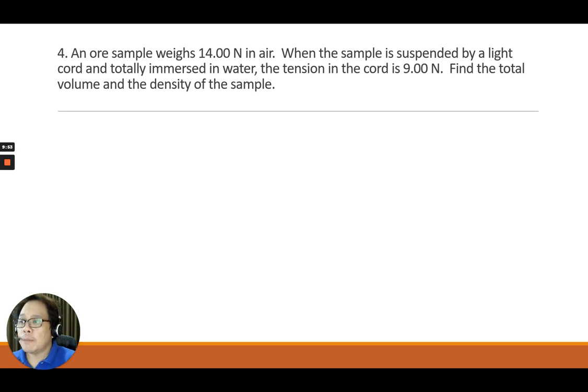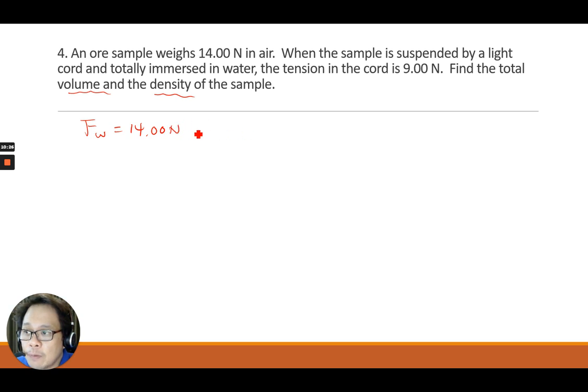Number 4. In number 4, you have an ore sample that weighs 40 newtons in air. When the sample is suspended by a light cord and totally immersed in water, the tension in the cord is 9.00 newtons. Find the total volume and density of the sample. So you have the weight in air, which is the true weight, because the 9.00 newtons is a fake weight.